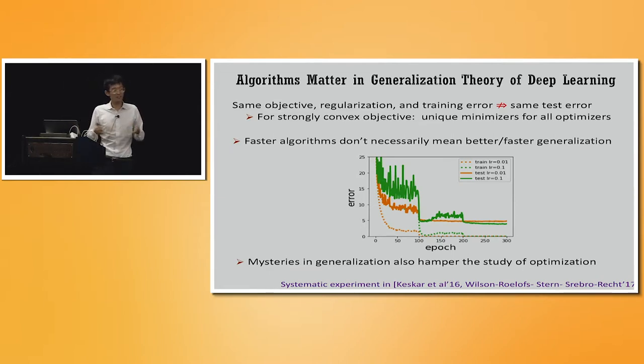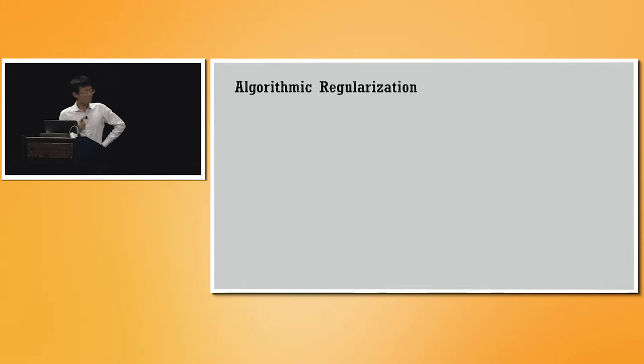In the last year or two, I've come up with probably 5 algorithms that can converge faster on the training data set, but none of them works on the test data set. So it seems that, vice versa, if you want to study optimization, you also have to take the generalization theory into account. And to study generalization theory, the algorithms matter. So it seems that there is an algorithmic regularization in deep learning that's happening.